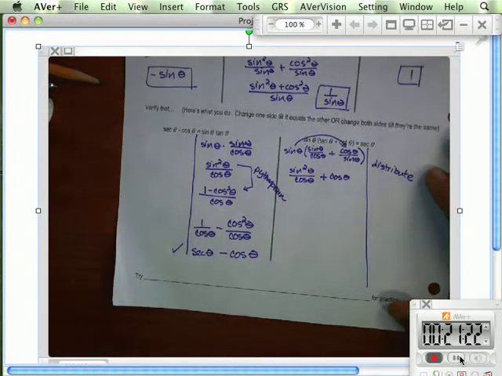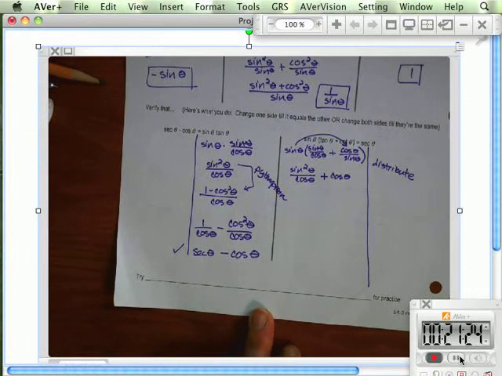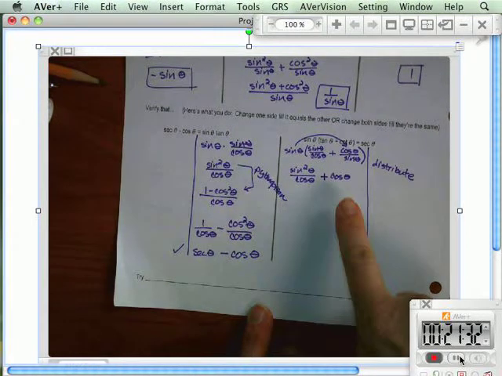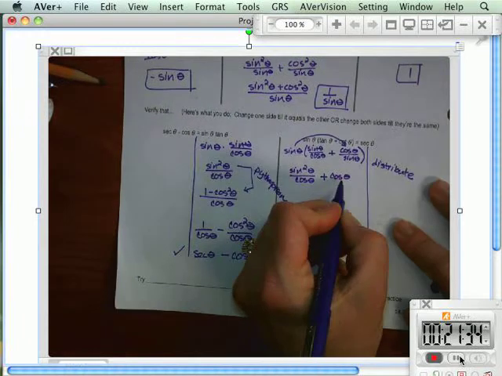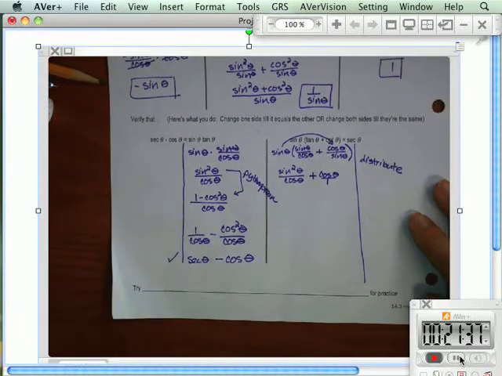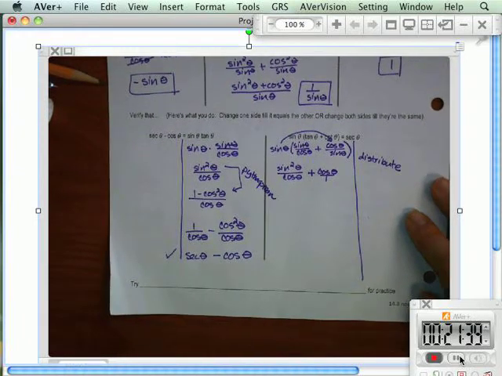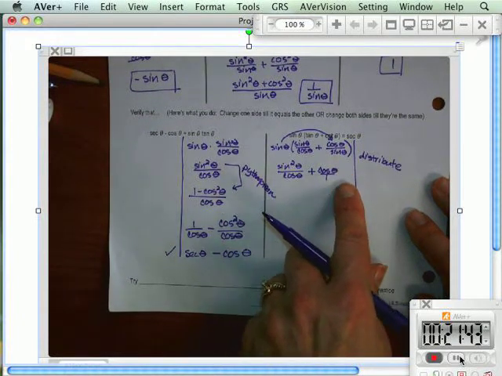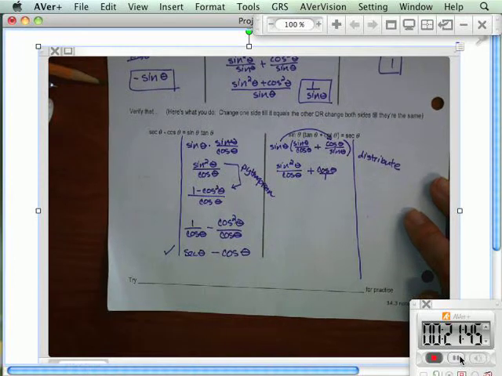Okay, what am I doing here? I'm adding what? Two kind of fractions, right? I'm trying to add these things together. I can't do it unless I have a common denominator. Right now, this is over 1. So let's try and get a common denominator. I can see I'm heading towards the identity thing. So what do I multiply this by to get the common denominator? Cosine theta over cosine theta.